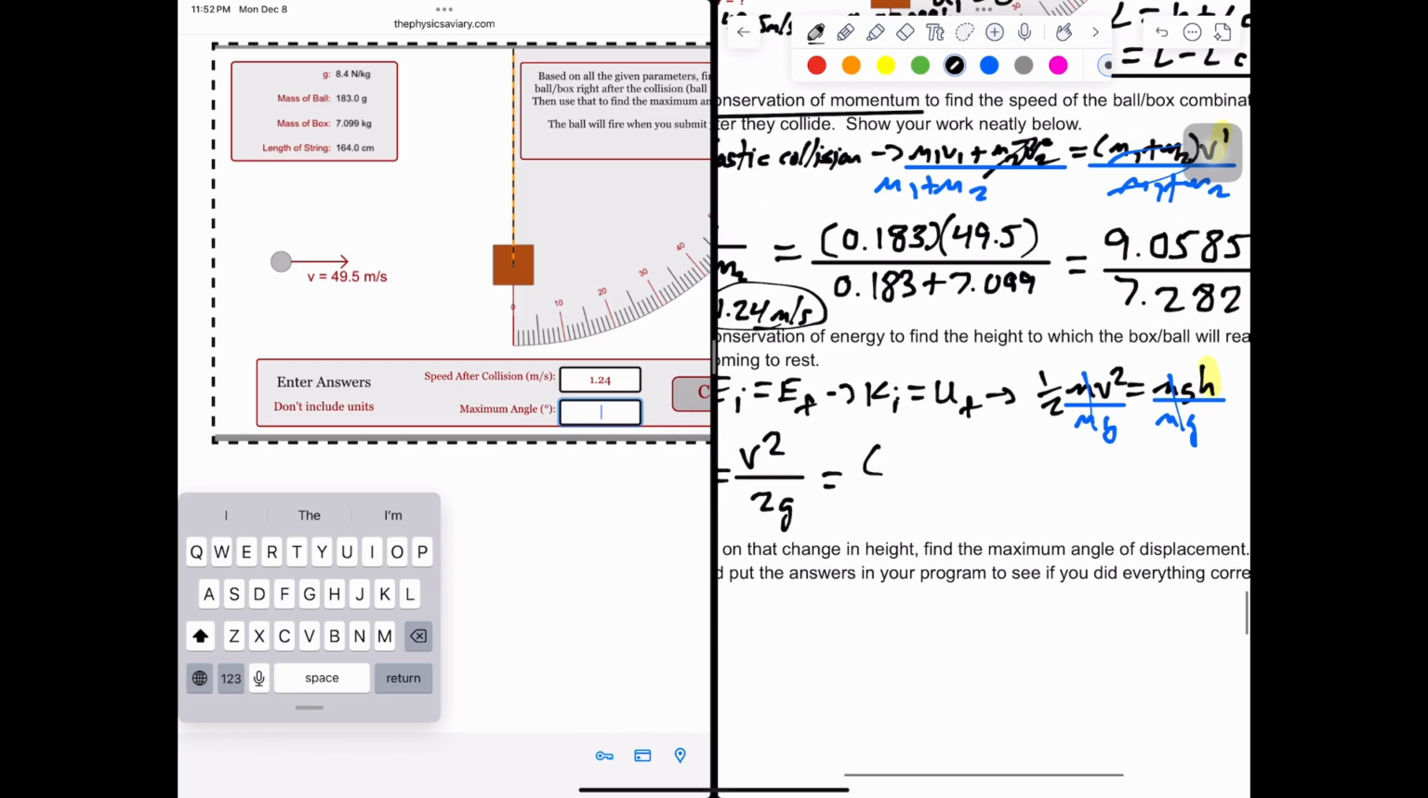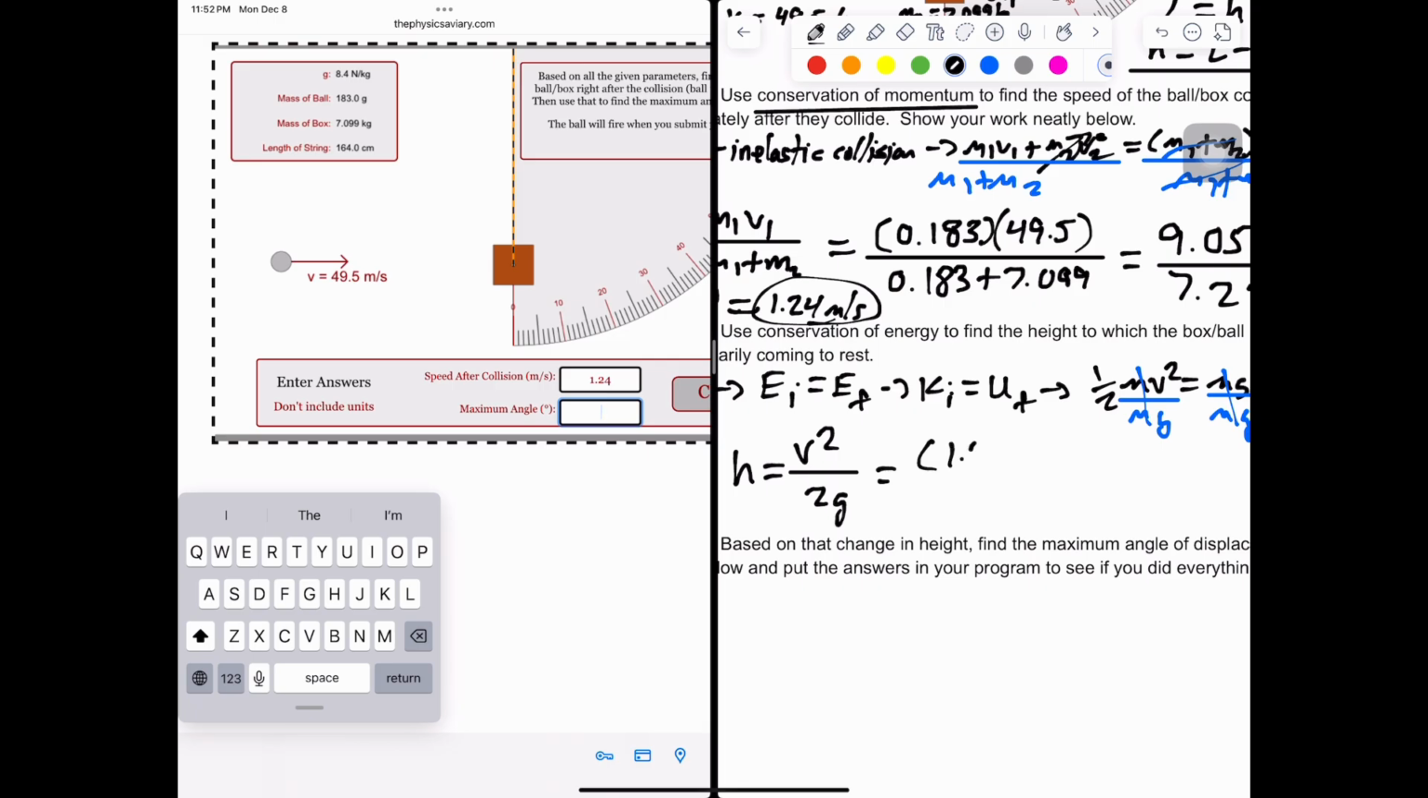So you're going to take your speed after collision, 1.24 meters per second, and square it, divided by 2 times, now my gravitational field constant is 8.4. Don't use 9.8 unless it says.